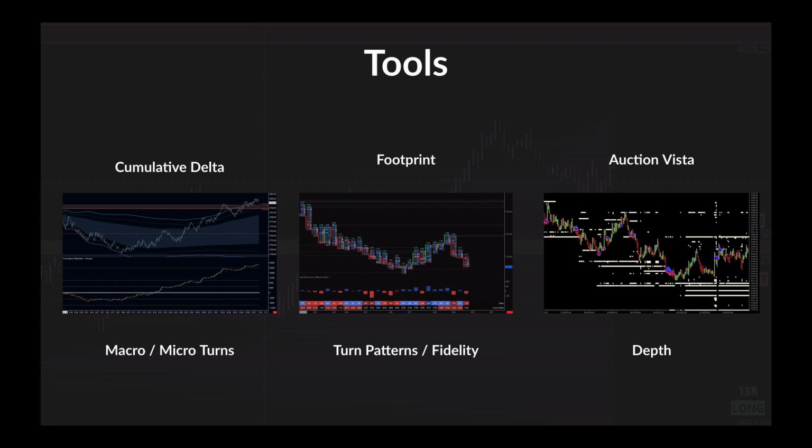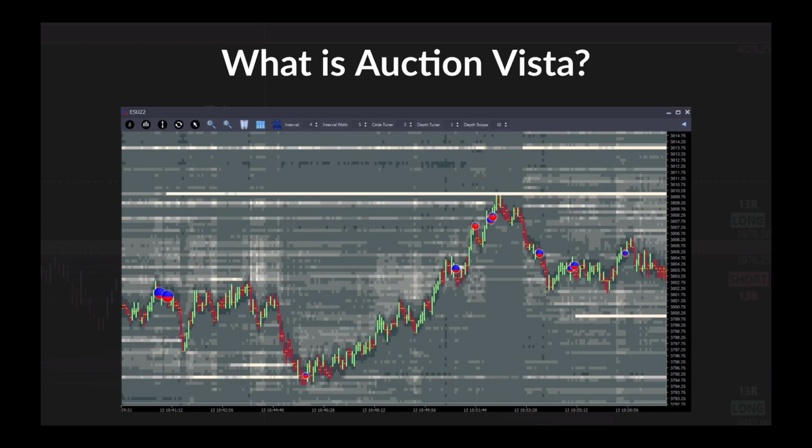Auction Vista and another tool like it called Bookmap really give me an idea of depth of market, which is where are the big resting orders at. And I want to be able to see that major players are in my areas of interest as well, waiting for price to come down. And so the depth of market is really cool to look at in conjunction with footprint and cumulative delta. So here's Auction Vista and what Auction Vista looks like.